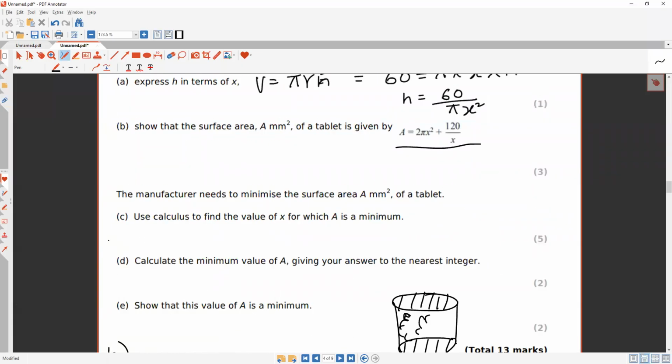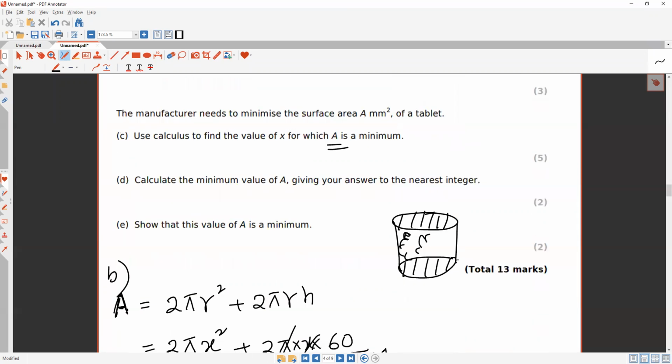The manufacturer needs to minimize the surface area of a tablet. Use the calculus to find the value of x. They did not tell us to find the value of A. Please mind it. Be careful. In the previous question, they used to always tell you to find the value of A or a volume, not of the r. But anyway, here they said to find the value of x. Remember that very carefully.